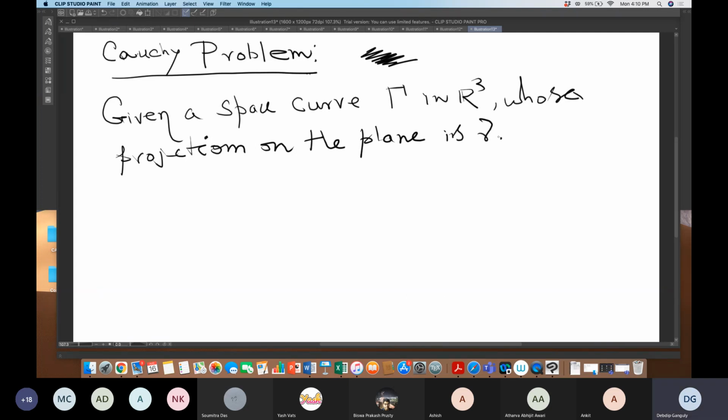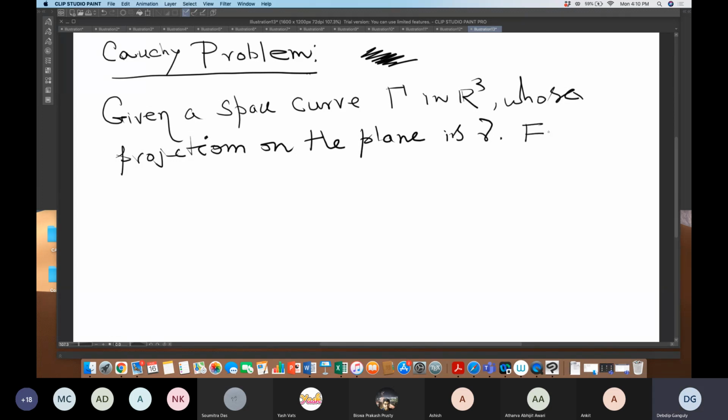What is the meaning of that? That means some of x, y, z. So capital gamma is in R3, with three components. So projection means at least one of the components is 0. You understand? Projection is gamma.